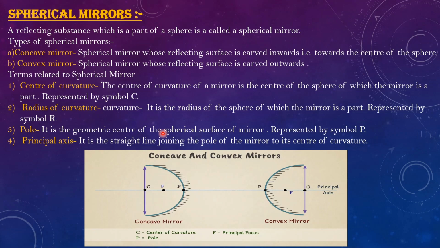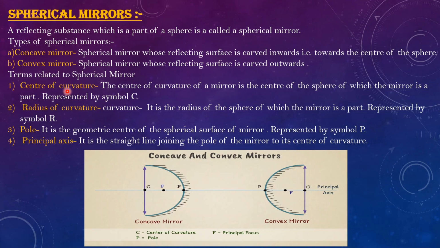Concave mirrors. Spherical mirrors whose reflecting surface is curved inwards, that is, towards the center of the sphere. That is this one in the diagram. Now, convex mirror. Spherical mirror whose reflecting surface is curved outwards. That is the second one in the diagram.